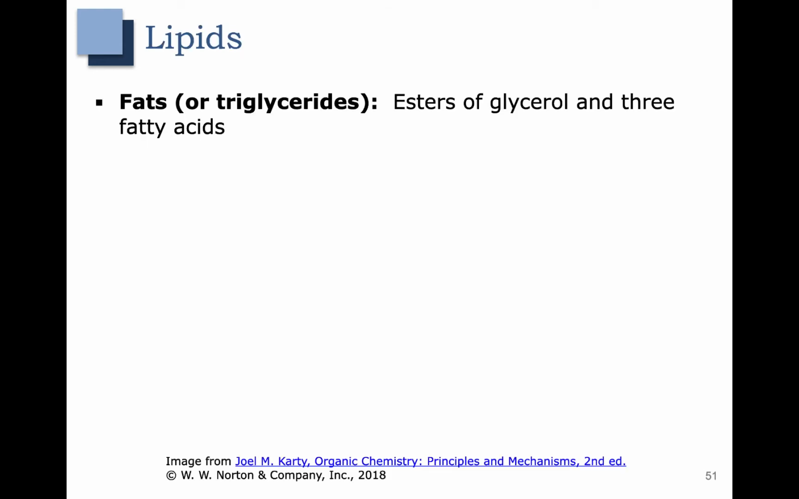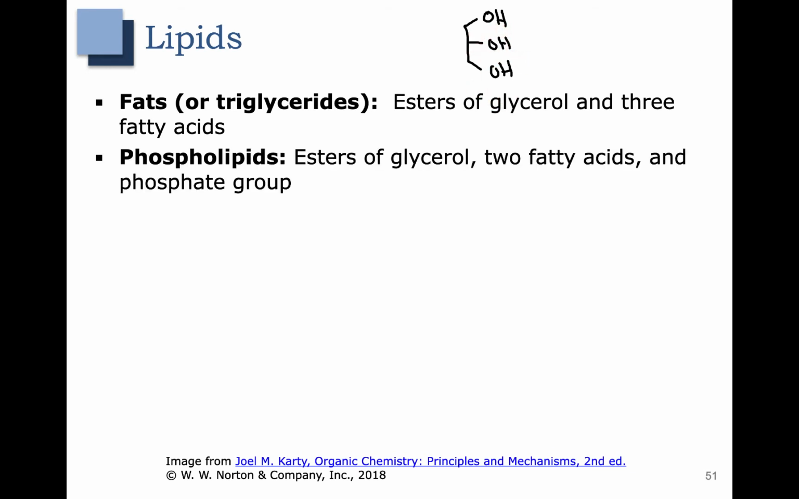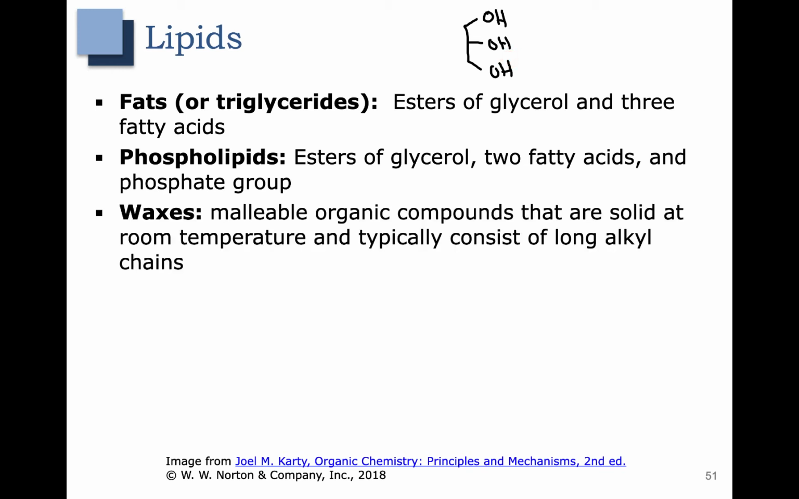Fats are esters of glycerol and 3 fatty acids. Glycerol looks like this. So a fat will have an ester at each of these positions instead of an alcohol. Phospholipids are also esters of glycerol. However, only 2 of the positions form esters, and the last position would have a phosphate group instead of an ester.